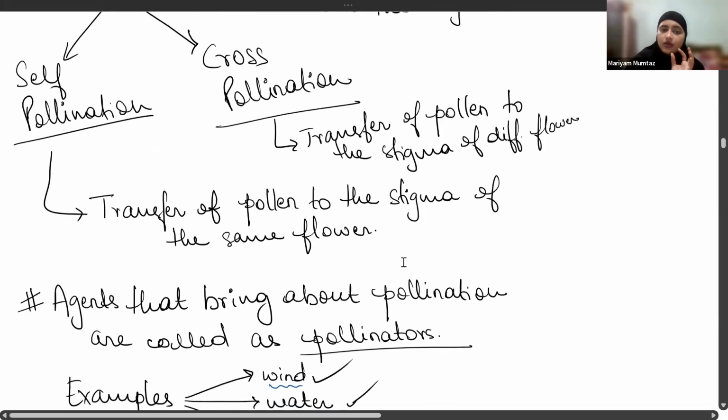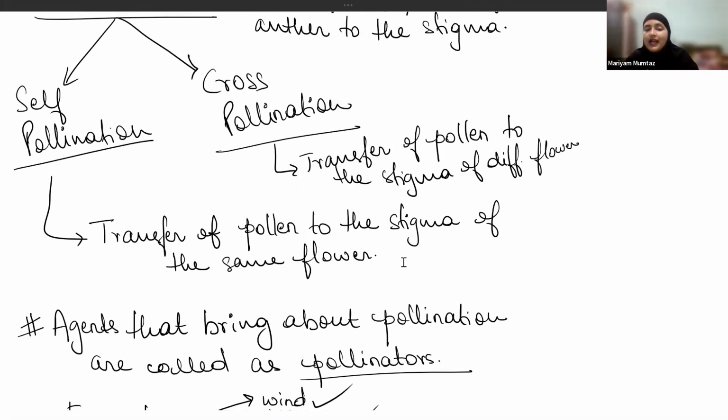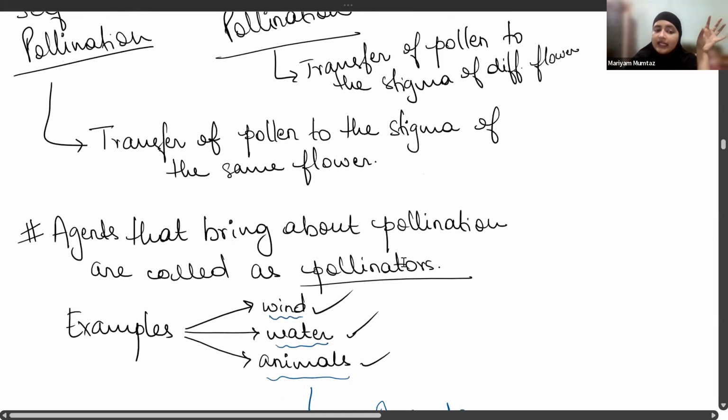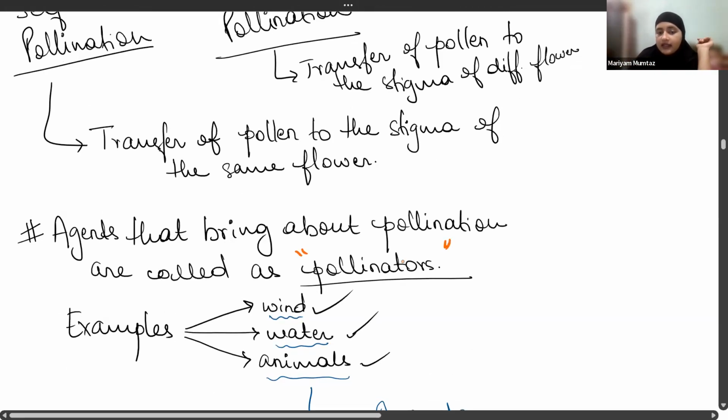Okay. So now see, the pollen grains are not movable. They don't have wings. They don't have legs. Even the stigma is not movable. Then how is this taking place? There has to be something or someone who helps. Those are pollinating agents, and these pollinating agents are known as pollinators.